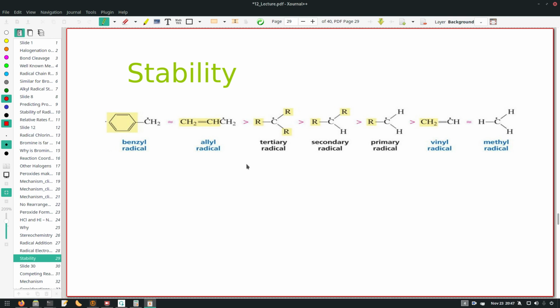Okay, going to add to our stability here. I mentioned this earlier. We have to add in our allylic and benzylic as well, because it turns out they follow the same trend as they did with carbocations. Allylic radicals and benzylic radicals are more stable than a tertiary radical, but they have slightly different reactions going on.